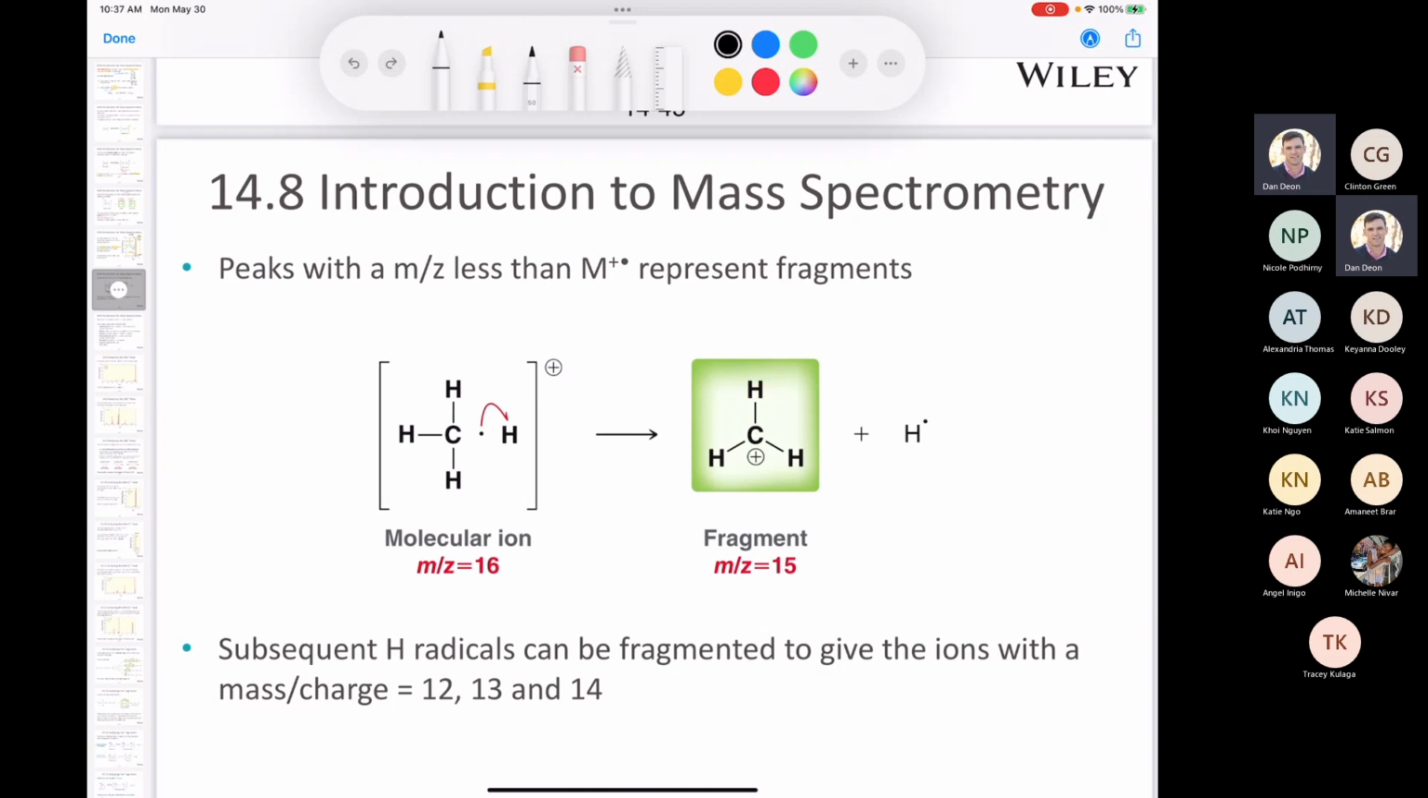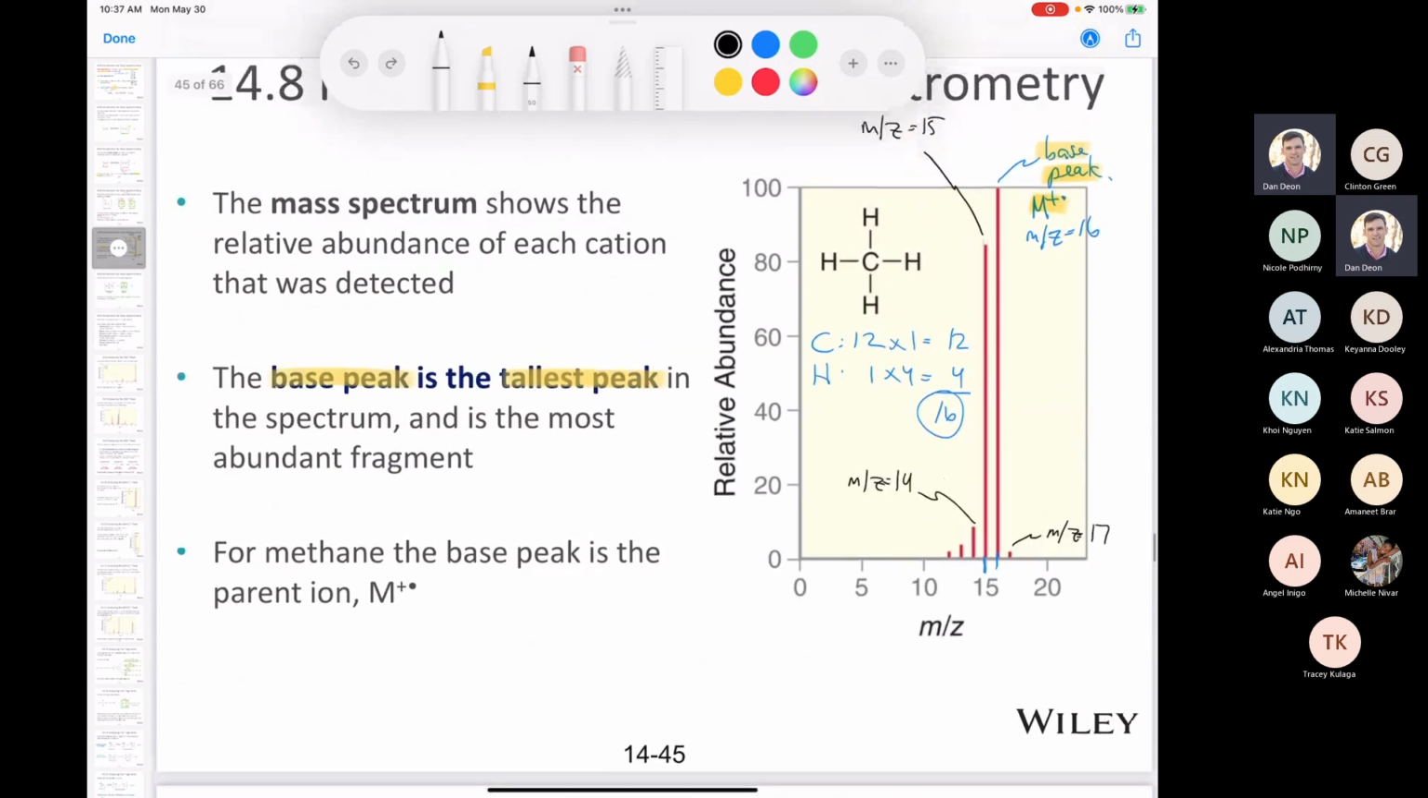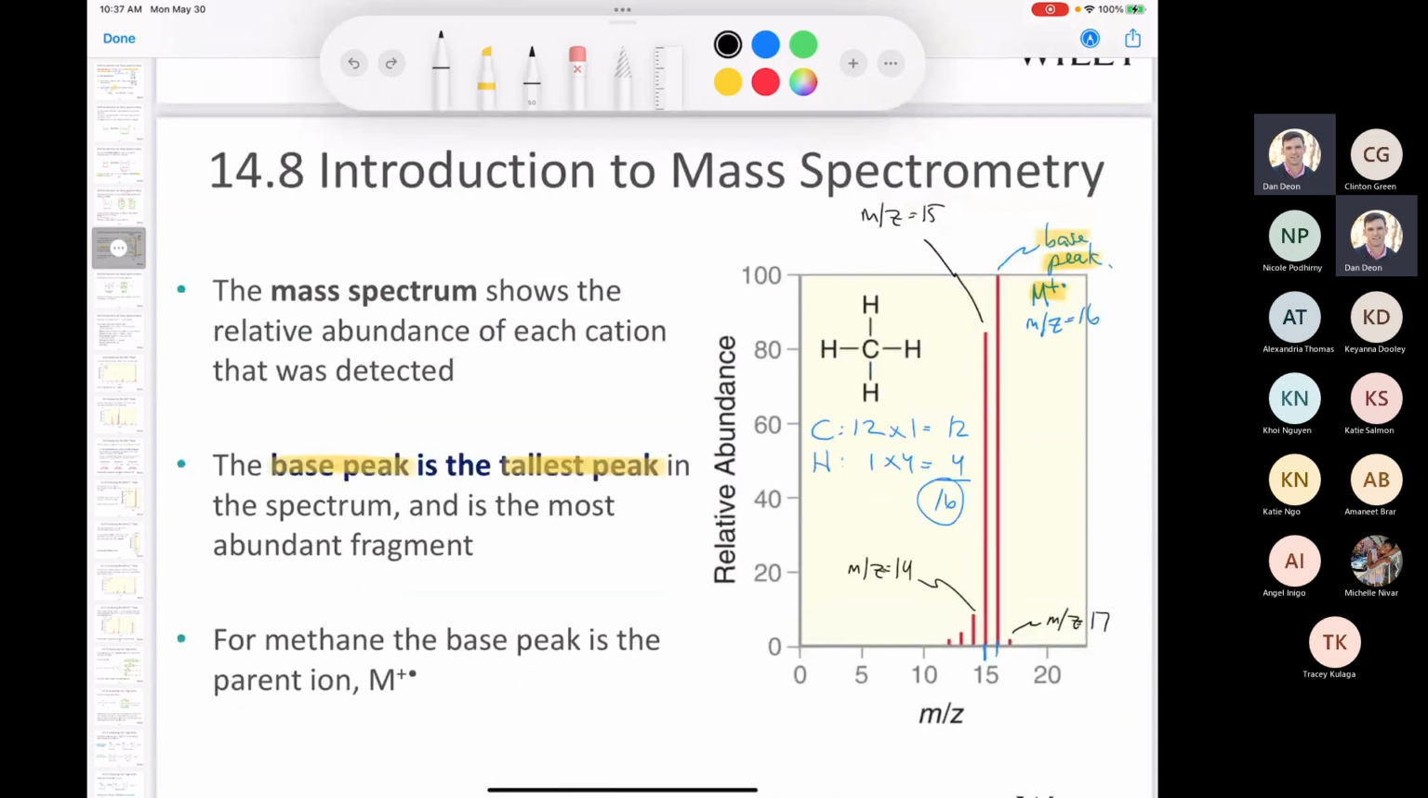Check it out. If you have that molecular ion that's formed when you bombard methane with a high energy beam of electrons, well, what if you lose a hydrogen radical? Then you're left over with a methyl carbocation that has a mass of 15. And so we go back here and we see that mass over charge of 15. That represents the methyl carbocation.